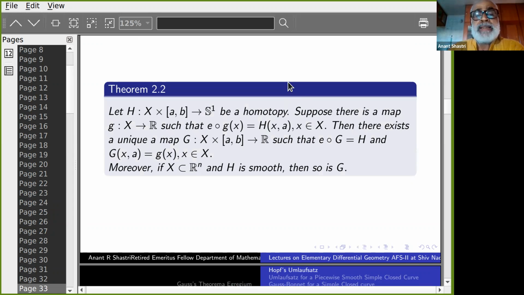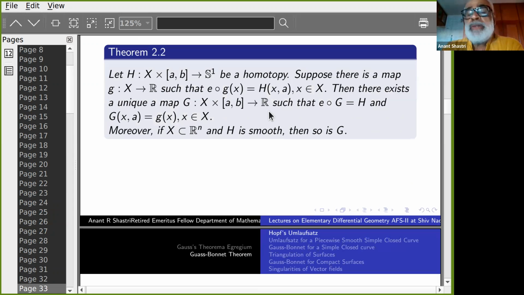The next theorem is the crux of the whole thing here. Take a function from X cross an interval, a closed interval, preferably 0 to 1, not necessarily. Any closed interval will do. Take a function from X cross interval into S1. Such a thing is called a homotopy. Whenever you have X cross some interval, a continuous function from it into something, it's called a homotopy.